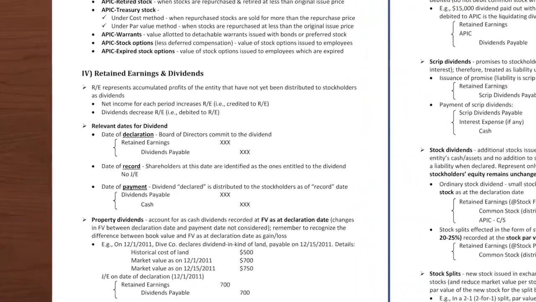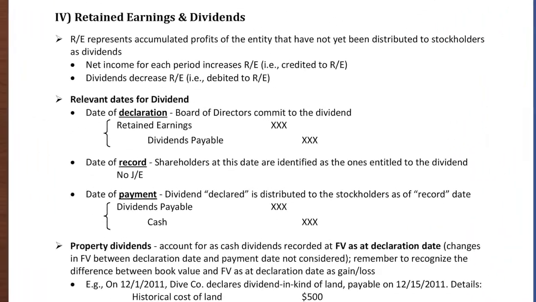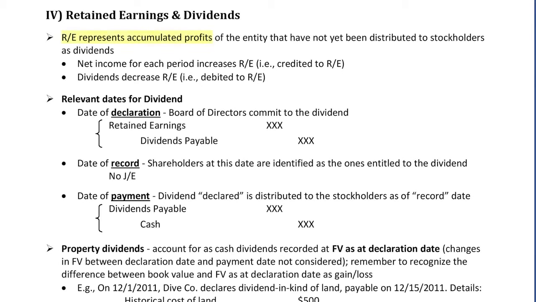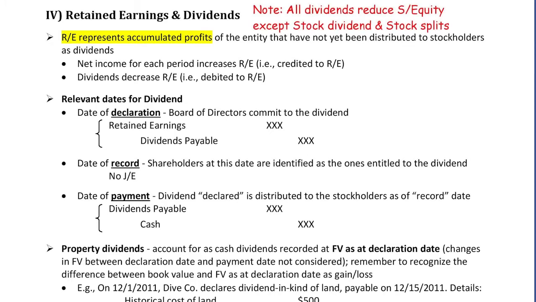On the second half of page 20, we're looking at retained earnings and dividends. Highlight, retained earnings represent accumulated earnings. So those are earnings which are accumulated by the corporation, not paid out to the stockholders as dividends. So you got beginning retained earnings plus net income for the period less dividends paid out gives you ending retained earnings. Now we're going to focus on dividends, and right there note all dividends reduce stockholders' equity except for stock dividends and stock splits.